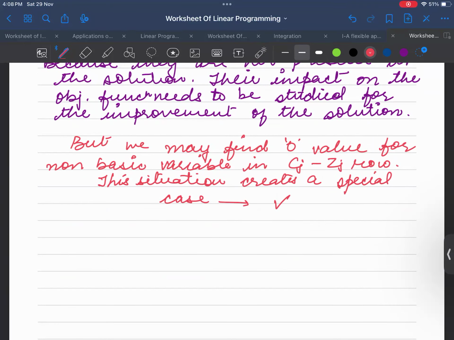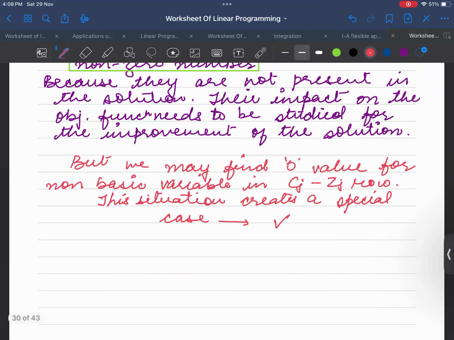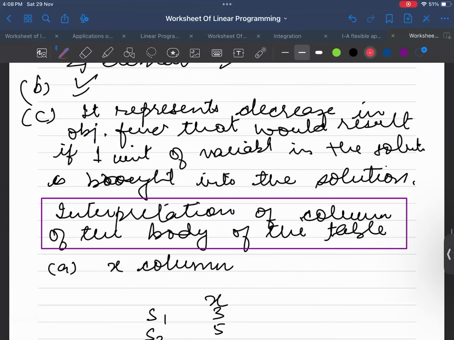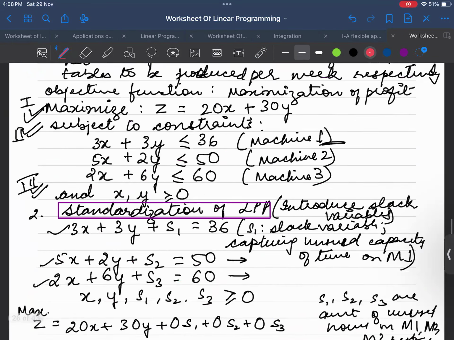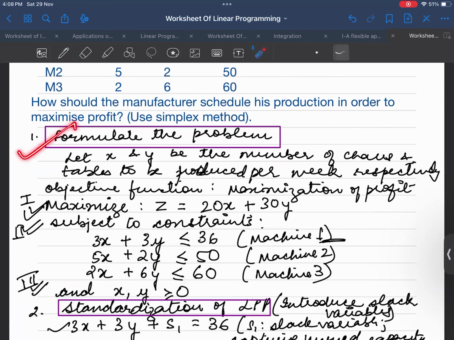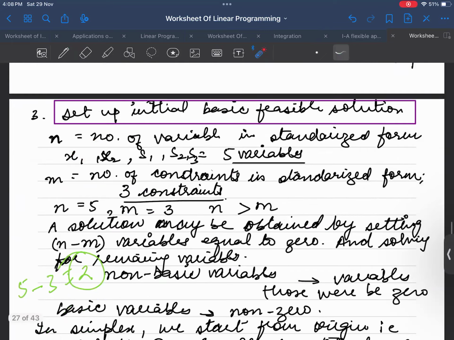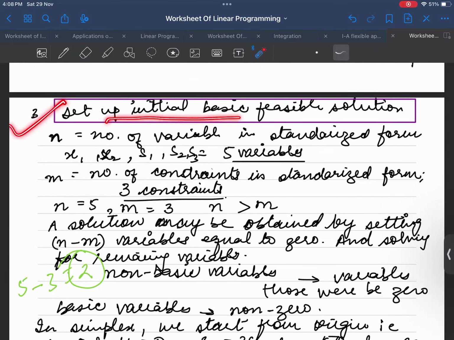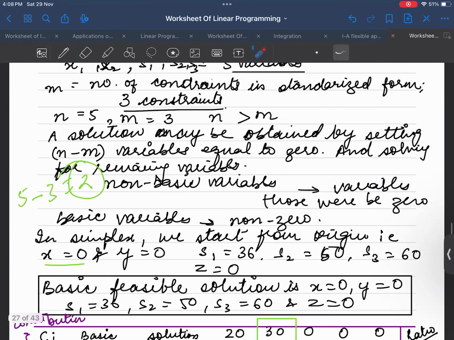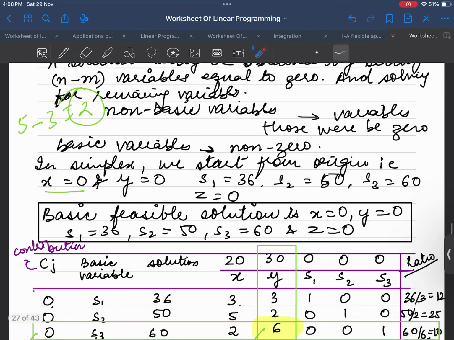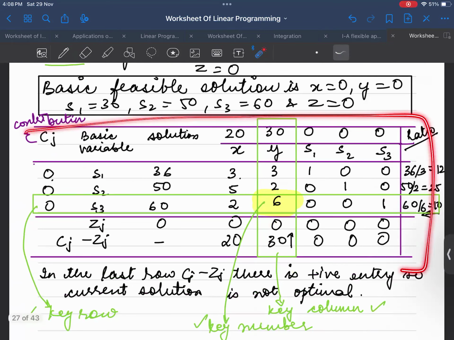Now, on the fourth step, we have done the three steps. The first one was the formulation of LPP, right? Then standardization of the LPP by adding or introducing the slack variable into it. Third step, we have done the setup of the initial basic feasible solution by solving it. And then we have created the first table of simplex.